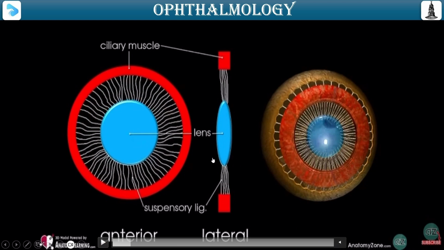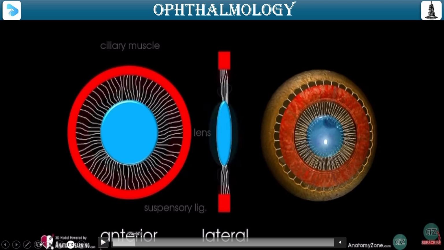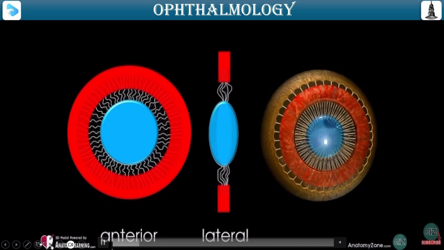I want you to focus on the lateral view this time, the lateral view I'm pointing to right now. The zonules here are tight and tense. When the ciliary muscle contracts, look what happened. So the muscle became thicker, and the zonules became more relaxed here. And look at the lens here. It became more convex. Again, here we go, more convex. When it contracts, the lens becomes more convex.